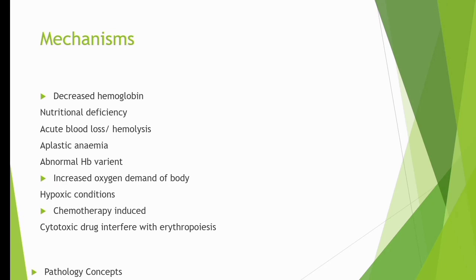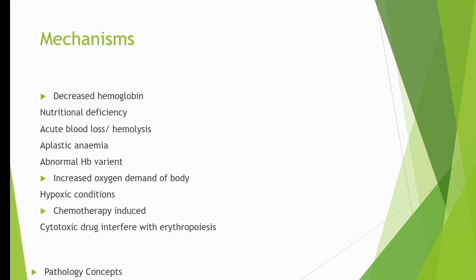Let's understand the mechanisms by which anemia occurs. When hemoglobin content is decreased, like in nutritional deficiency or acute blood loss or aplastic anemia or any abnormal variant of hemoglobin that is interfering with the normal function of hemoglobin. Second is when there is an increased need of the body. Example is when hypoxic conditions are there. Oxygen requirement of the body is relatively increased.